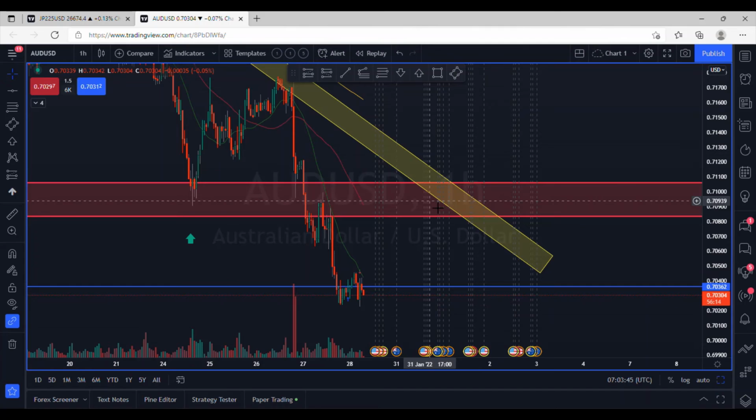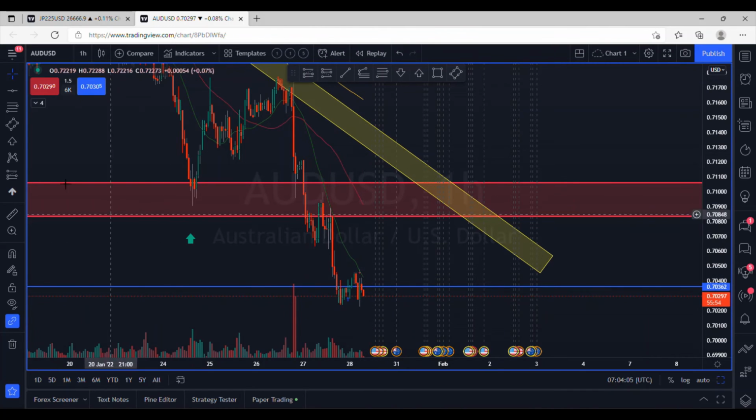So there's obviously 3 different types of markets. You've got trending up, trending down, or you've got a range or consolidation of price. So at the moment, this is consolidating. It's ranging.